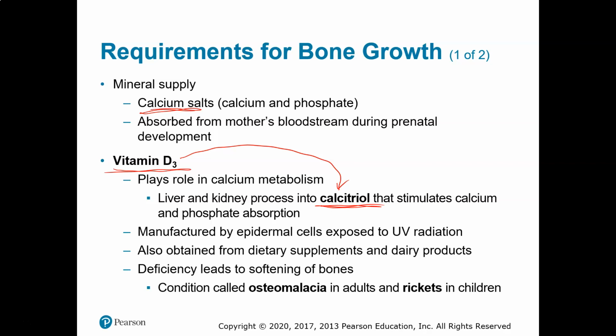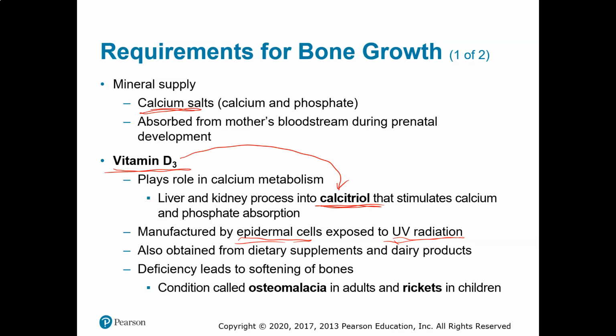Absorption into the bloodstream will raise your blood calcium levels and allow your osteoblasts to produce more. The calcitriol will stimulate calcium absorption into the blood, and that will raise your blood calcium levels. Vitamin D3 is manufactured by epidermal cells, or skin cells, that are exposed to ultraviolet light, so we do need a little bit of sunlight for that reason. You can also obtain vitamin D3 from dietary supplements and dairy products.